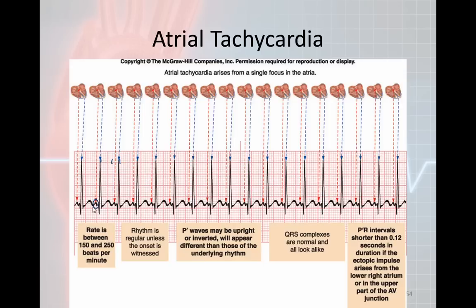But in this case, you have a P wave, you have a nice T wave, and then you have a P wave, and then you go into your QRS complex. That is what would make this an atrial tachycardia.